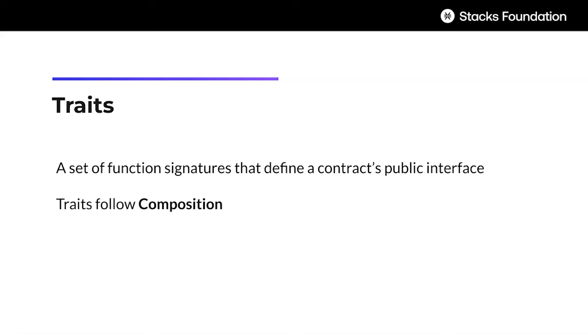And when we implement them in a contract, it means that you need to conform to it, meaning that the functions that have been declared, you need to write implementation for those functions. So a simple definition is it's a set of function signatures that define a contract's public interface.